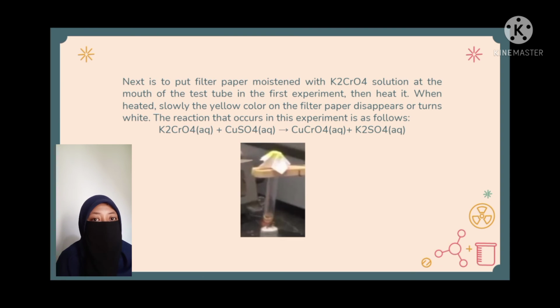Next is to put filter paper moistened with K2CrO4 solution at the mouth of the test tube in the first experiment. Then heat it. When heated slowly, the yellow color on the filter paper fades or turns white. The reaction that occurs in this experiment is as follows: K2CrO4 plus CuSO4 gives CuCrO4 plus K2SO4.